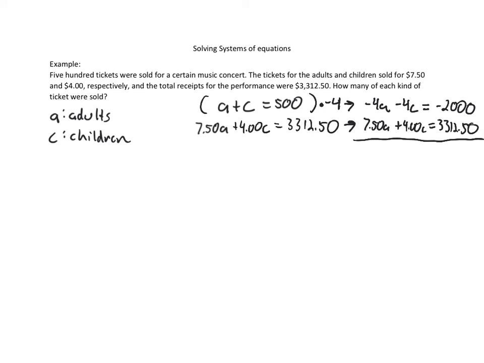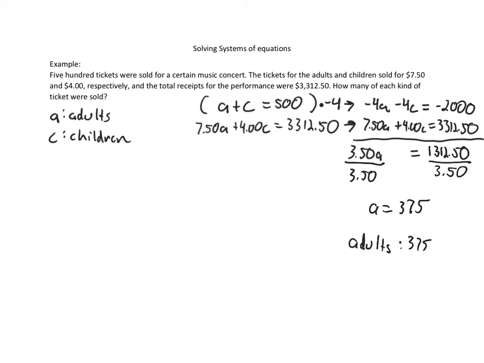Adding those two lines, we get 3.50A equals, our C's will cancel. And when we combine this negative 2,000 and the 3,312.50, we get $1,312.50. So to solve for A, we're going to divide by our 3.50. So that tells us A equals 375. So we know that the adults, we had 375 tickets sold.